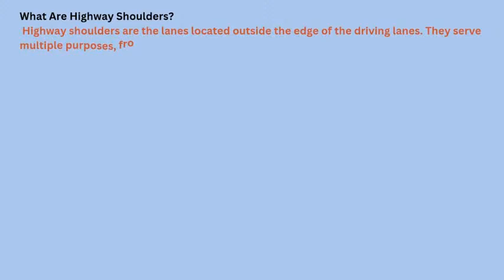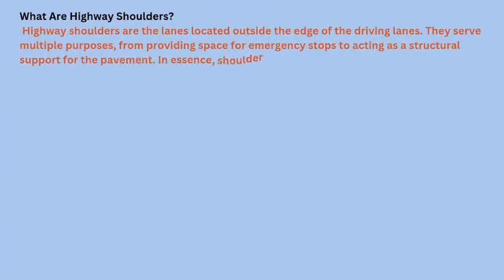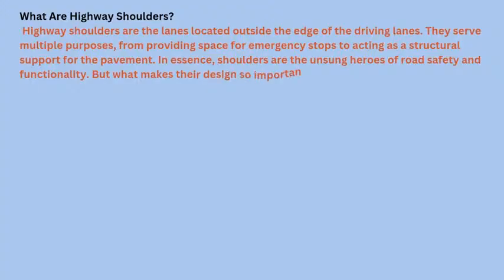What are highway shoulders? Highway shoulders are the lanes located outside the edge of the driving lanes. They serve multiple purposes, from providing space for emergency stops to acting as a structural support for the pavement. In essence, shoulders are the unsung heroes of road safety and functionality. But what makes their design so important? The answer lies in their ability to balance safety, usability, and structural integrity.